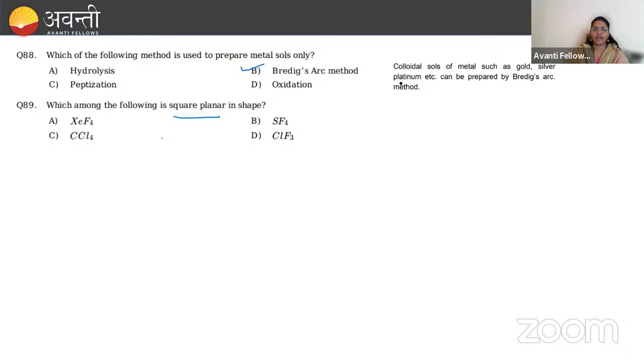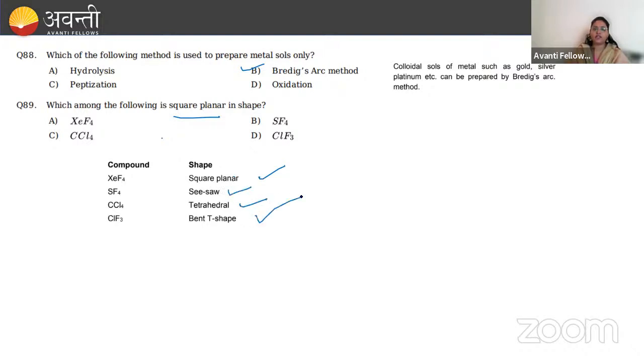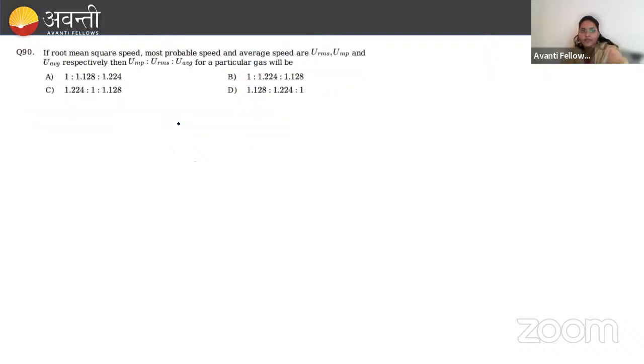Simple answer. Yes, A is the answer. Very good, Ayushi. Okay. XeF4 is square planar. SF4 is seesaw. CCl4 is tetrahedral. ClF3 is bent T shape. So our answer is what? A. Next, question 90.